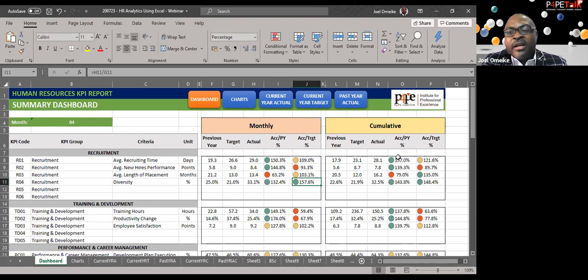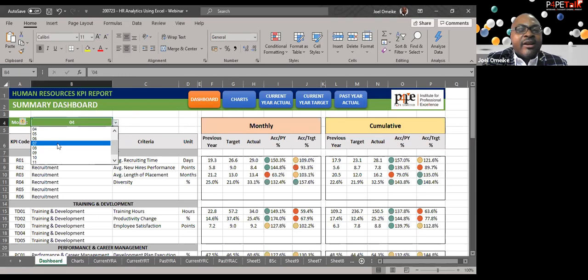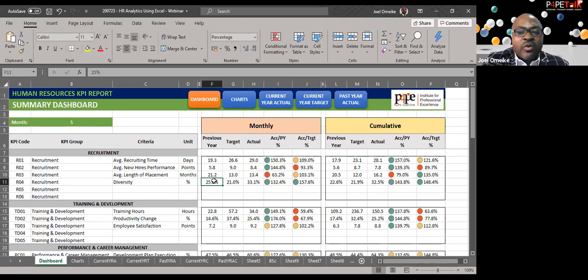And then this is the cumulative. The cumulative is year to date from January to the month in question that we're checking at this point. You can always change months. There's a drop down here. You can change to any other month that you want, and use the month to compare and see what kind of results you can get at that point in time. All right. Each of that change will reflect automatically on the Excel.